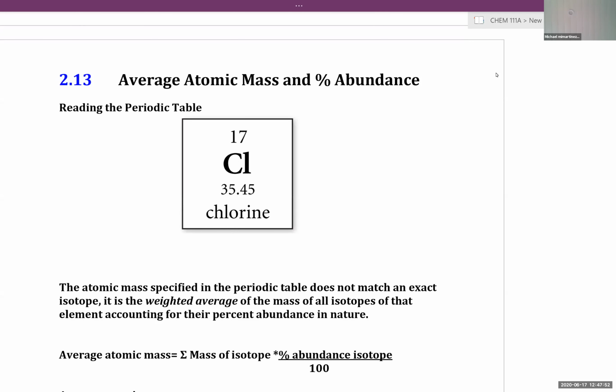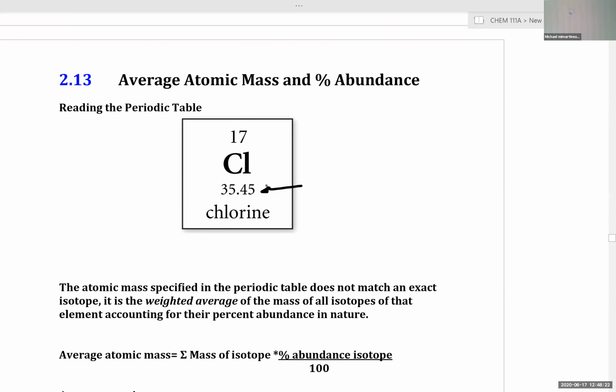Okay, so when we last left off, we discussed the idea of isotopic abundance. Now we're going to look a little bit into how the percent abundance of different isotopes of an element affects and determines the average atomic mass of that element. Reading the periodic table, one of the central pieces of information is this number below your element symbol called the average atomic mass.